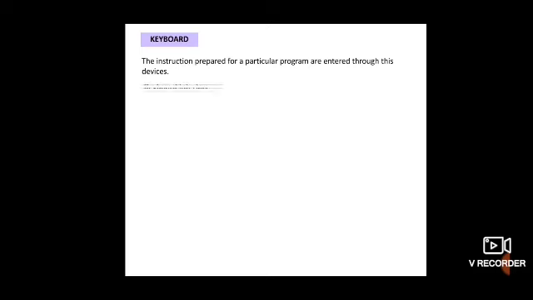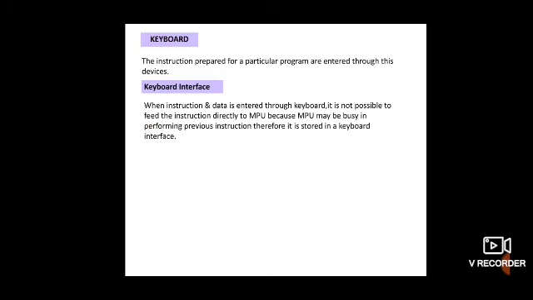See, the first one is the keyboard. You know very well what the function of a keyboard is. Keyboard means the instructions prepared for a particular program are entered through this device, so it is called a keyboard. Then the keyboard interface. What is the function of this keyboard interface? Why is it necessary between the MPU and the keyboard?